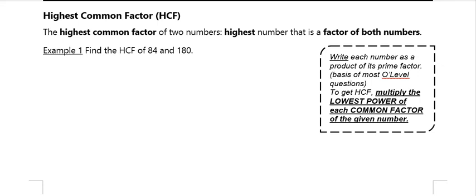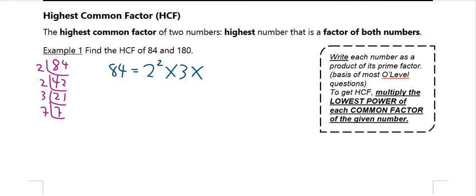So let's do the division method for 84. 84 divided by 2 will be 42. 42 divided by 2 will be 21. And 21 is a multiple of 3. So you have the first one, which is 84 equals, I will express this in index notation, 2 times 2 is 2 power 2, times 3 times 7.